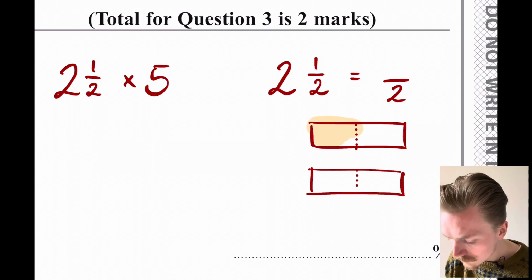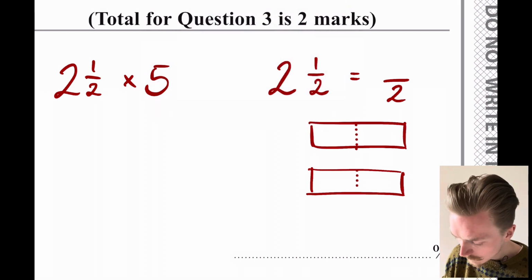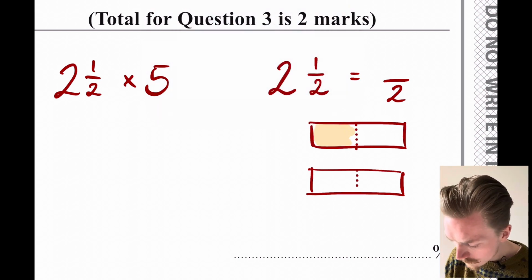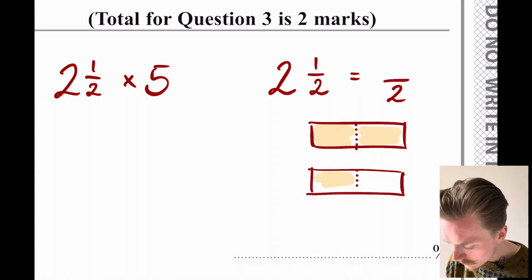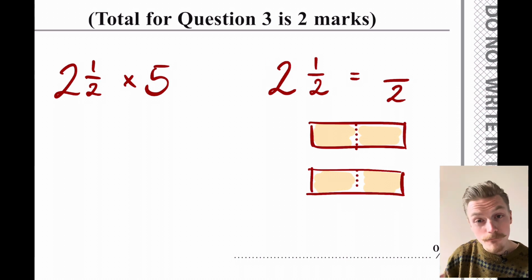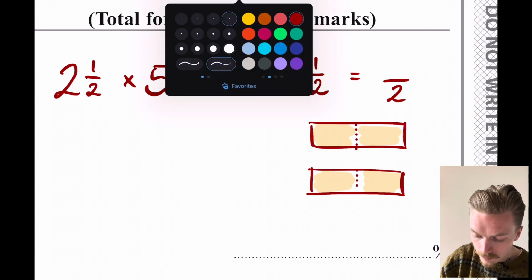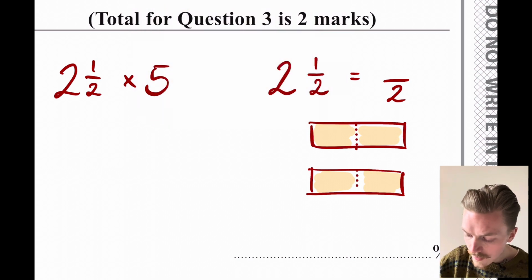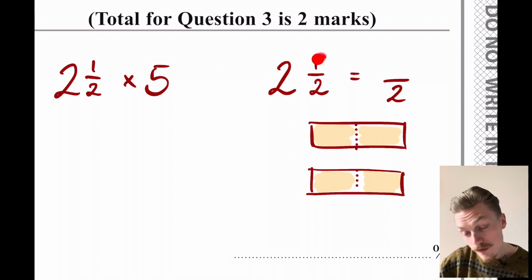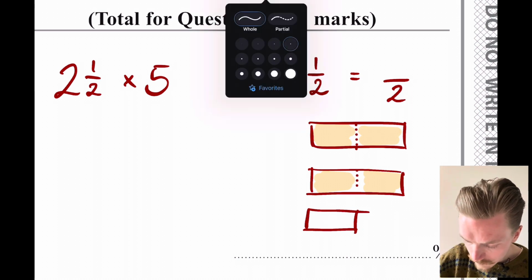Well, I've got 1. It's a little bit big. Let me resize that a little bit smaller. So that's 1 there, 2, 3, 4. So in my 2 wholes, I've got 4 halves. And then I actually also have an extra half here. So I've got 4 halves in my 2 wholes, then I've got 1 half extra. So I'm going to just add that in. So that is 1 extra half.